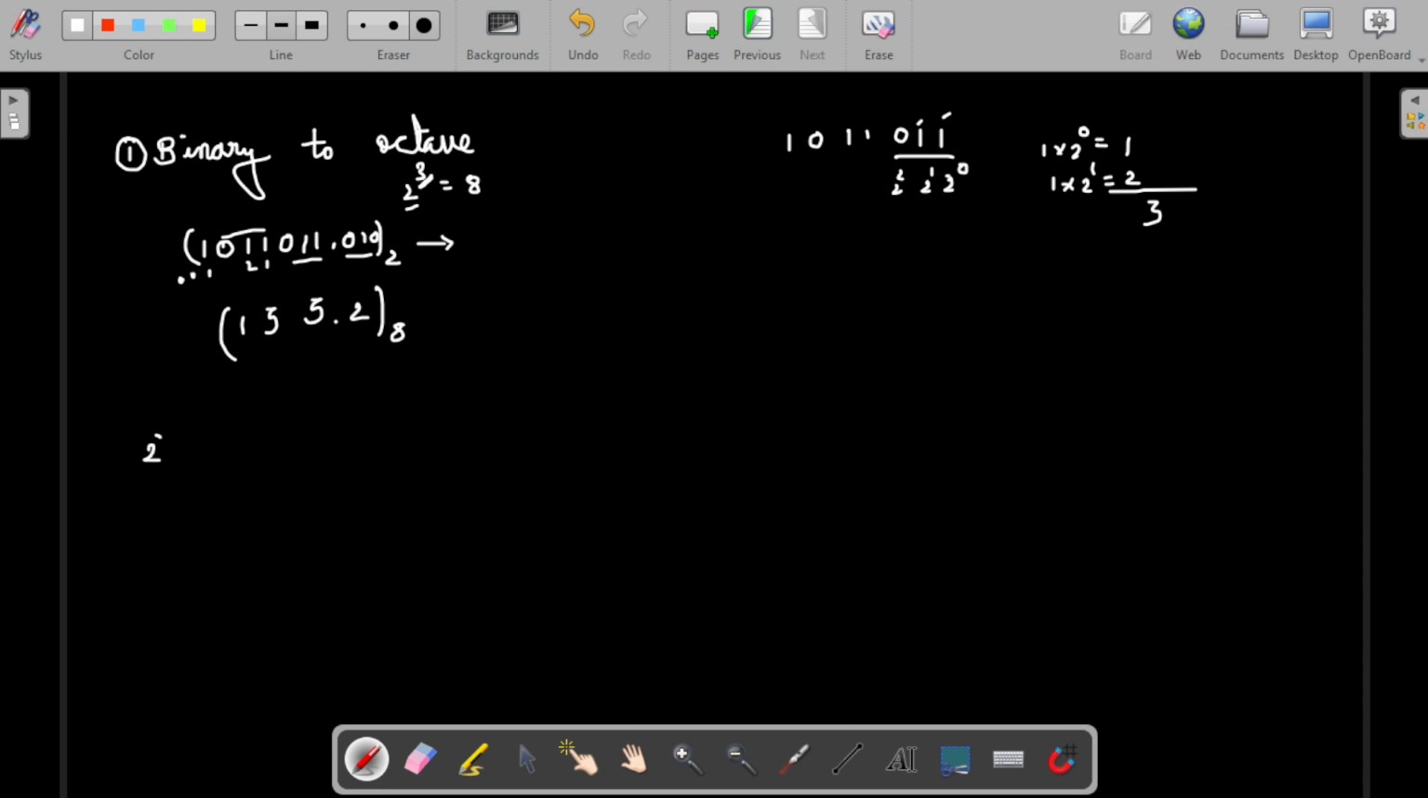Let's take a second example where we convert from binary to hexadecimal.